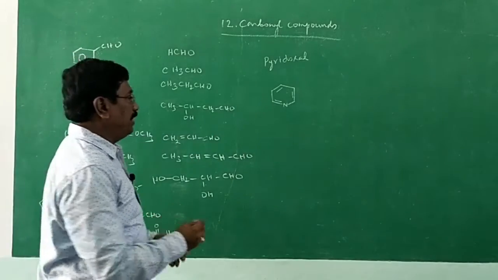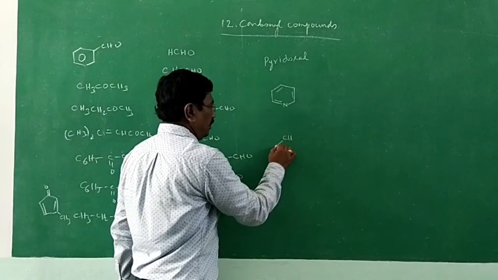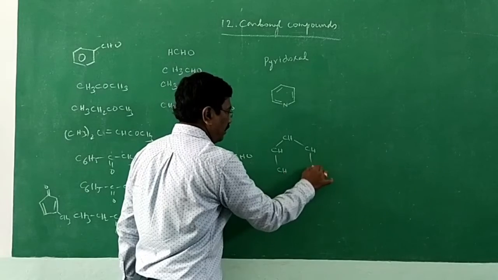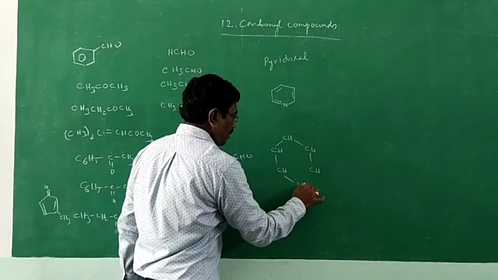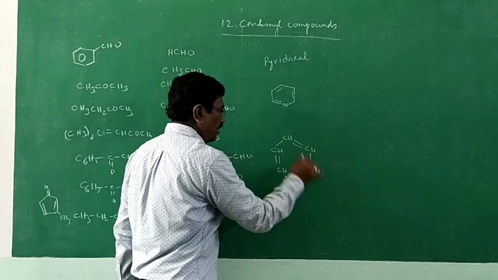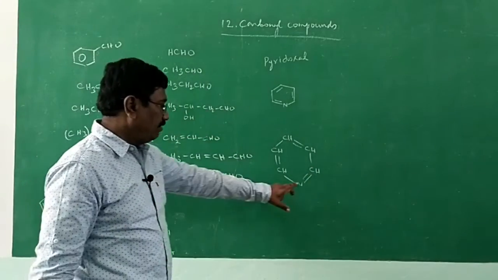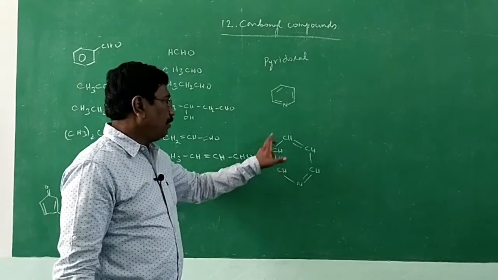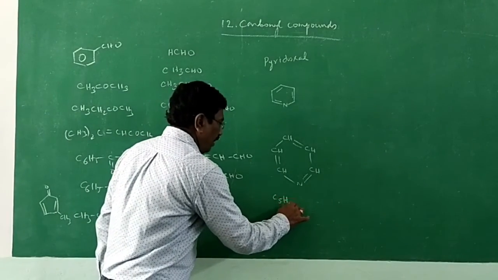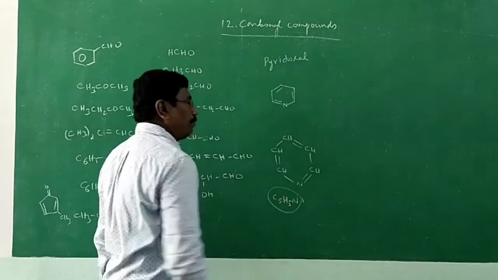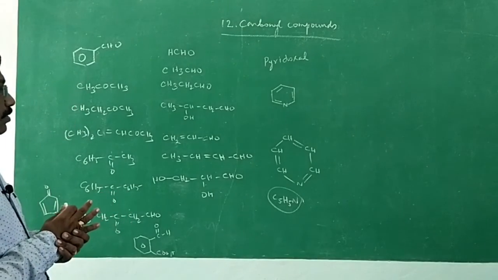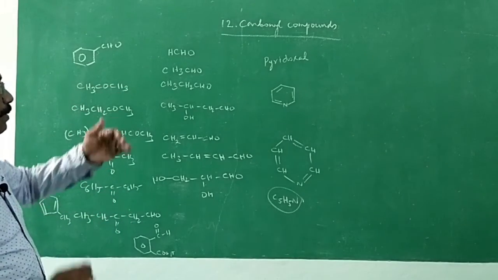What is pyridine? CH, CH, CH, CH, CH, N. This is pyridine, which you have studied already under heterocyclic compounds. Valency of nitrogen 3, that of carbon 4. Molecular formula C5H5N. This is the molecular formula for pyridine. You have seen already other heterocyclic compounds. The derivative of pyridine is pyridoxal.